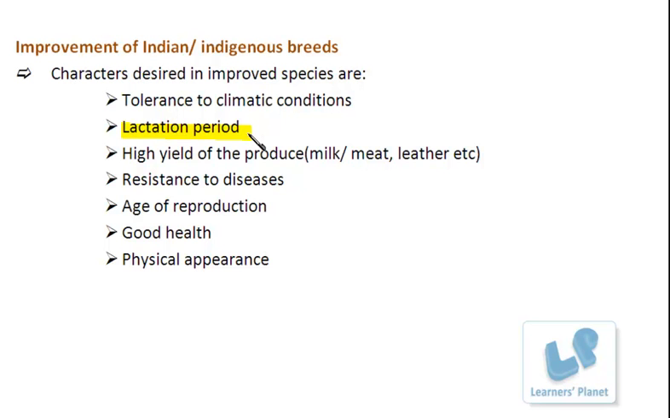Then is the lactation period. Definitely, if the lactation period is long, more and more milk is produced. Right. So accordingly, it should be improved if it is possible. Then comes the high yield of the produce. These animals are mainly cultured for milk. But besides this, they are even raised for different purposes like meat, leather, wool, and so on. So it is not only the lactation period which is preferable here.